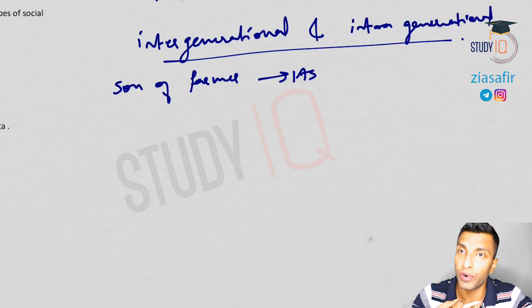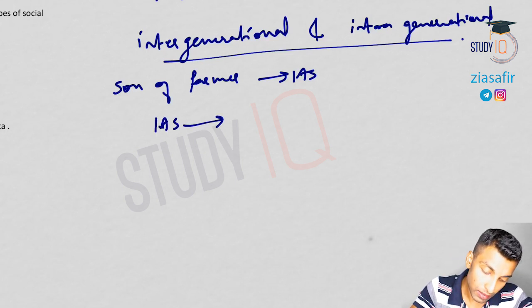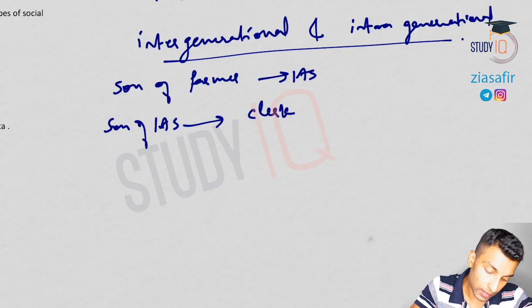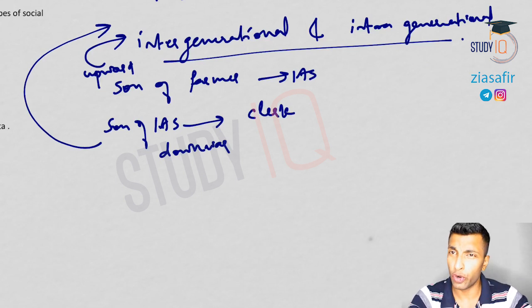Here also you can see upward and downward. Can you give me an example for intergenerational downward mobility? The son of an IAS officer becoming a clerk. This is downward. So this is upward intergenerational and this is downward intergenerational. I hope it is clear.